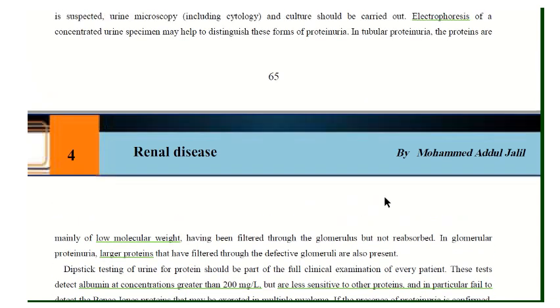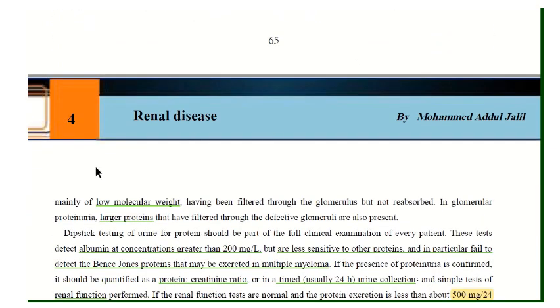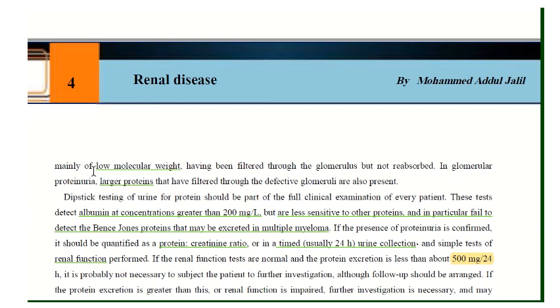إذن في tubular proteinuria, the proteins are low molecular weight بشكل رئيسي. إذن low molecular weight بروتينات اتفلترت بالجلوميرولس ولكن ما صار بها إعادة امتصاص بالتيوبيولز، but not reabsorbed. أما في حالة الجلوميرولار proteinuria فالlarger proteins اللي تتفلتر من خلال defective glomeruli are also present، أيضا تكون موجودة.